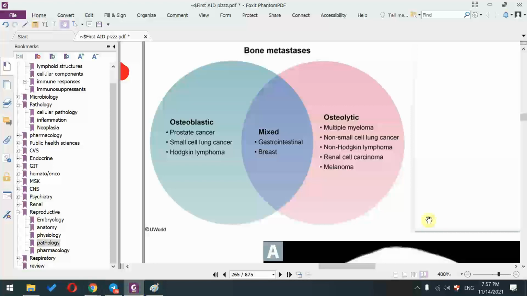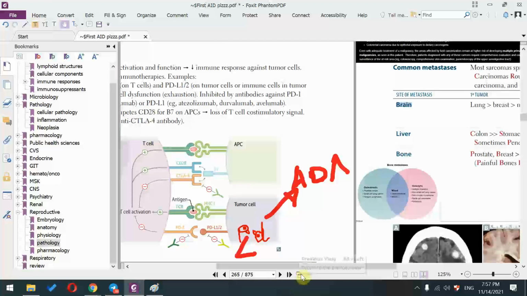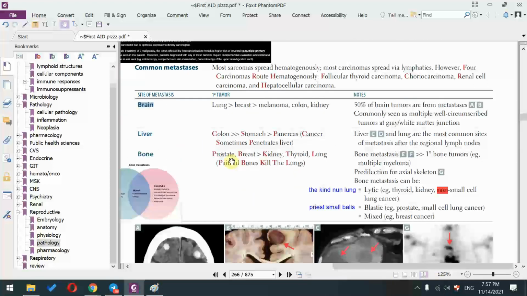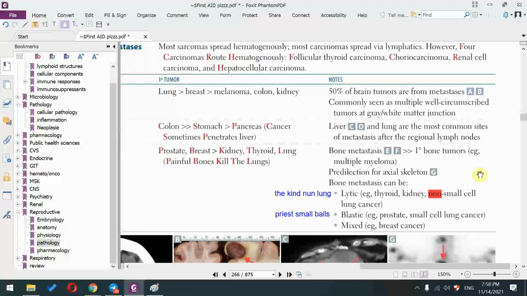Okay, let's go back here. There are the prostate, breast, kidney, thyroid, lung, many of them. They don't ask this. They want exactly to know which one is lytic and which one is blastic, okay? You must know that. I have two mnemonics, I'm sorry. Well, I did not make these, okay, I did. Anyway, they helped me to memorize them. I know that they are a little bit nasty, but they helped me to keep them straight. So the kind non-lung. So what is this, the kind lung?